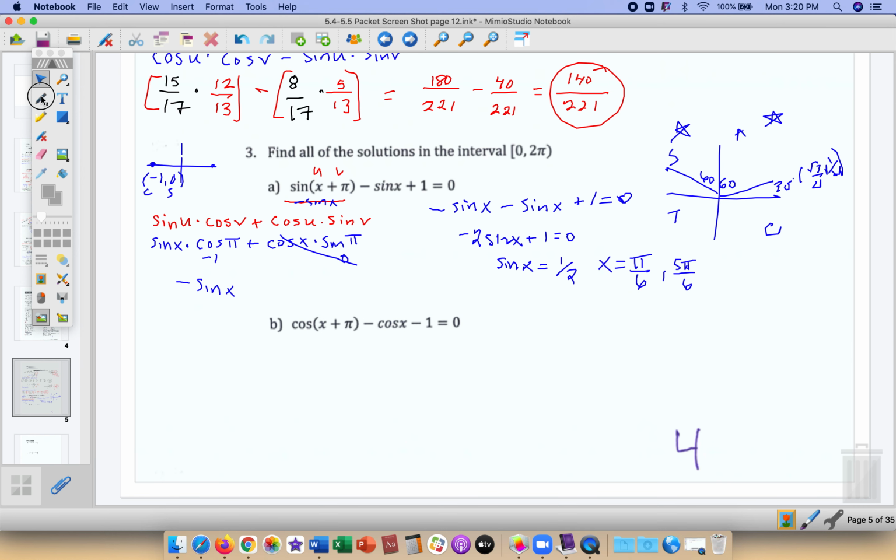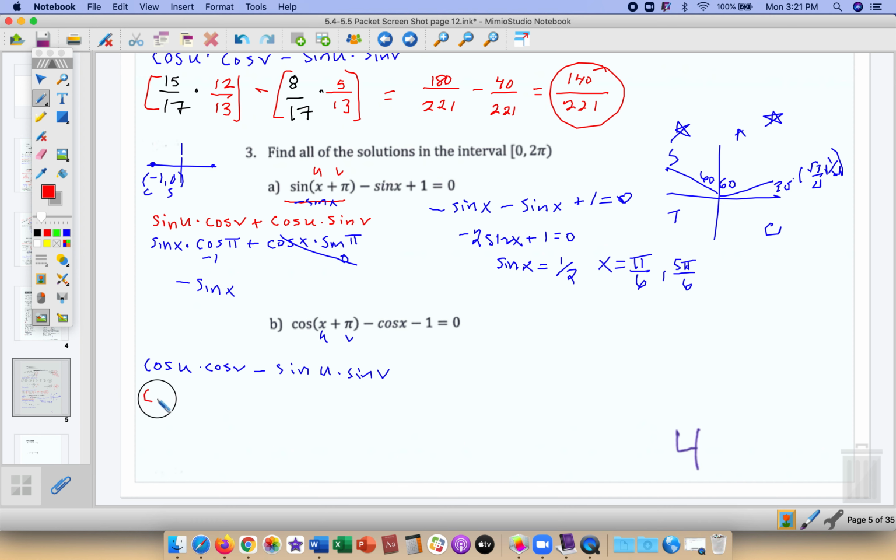Let's look at the next one. So right here, we see cos of u plus v. So we're going to expand this. We have x in the u spot and v in the pi spot. So we're going to write cos of u times cos of v minus, rewriting the formula, minus sine of u times sine of v. So I'm going to replace the x in the u spot and the pi in the v slot.